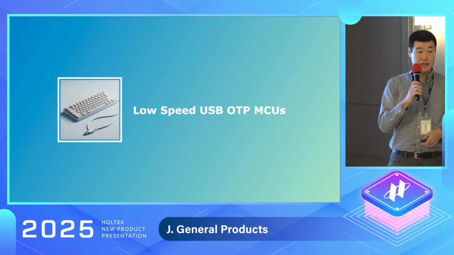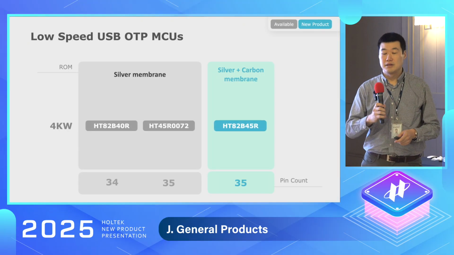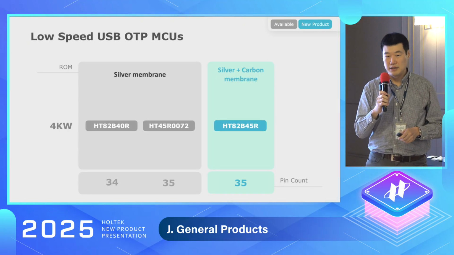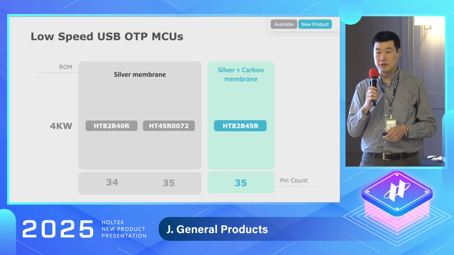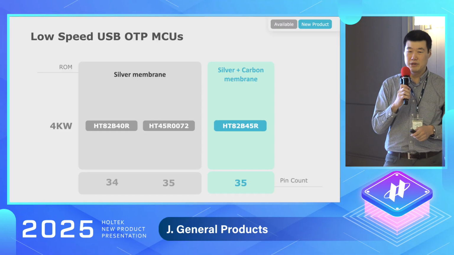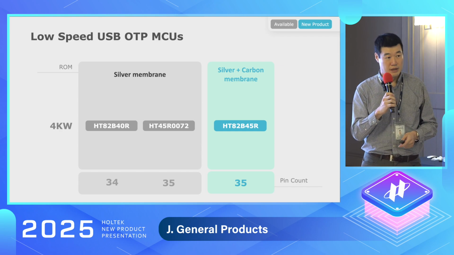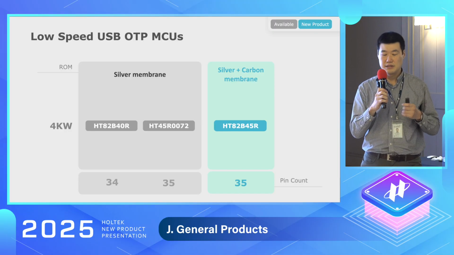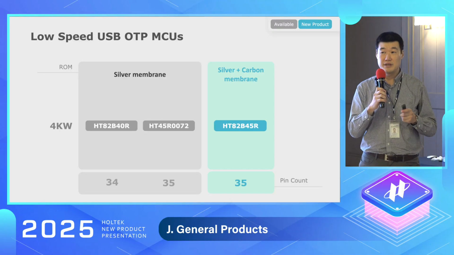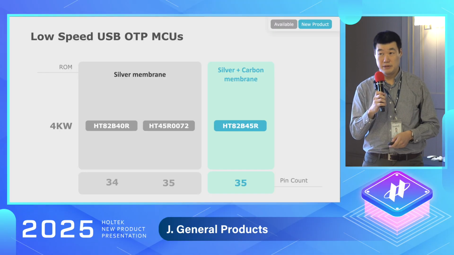Let's talk about our keyboard solution. So the idea for this new product is that in the past short period of time, the price of silver membrane has been hitting sky-high prices. So manufacturers want to reduce the cost. So they use a carbon membrane. But the downside of carbon membrane is that it has very high resistance. So it needs a special MCU to fit in. So we developed this new product. This is why we developed this product.